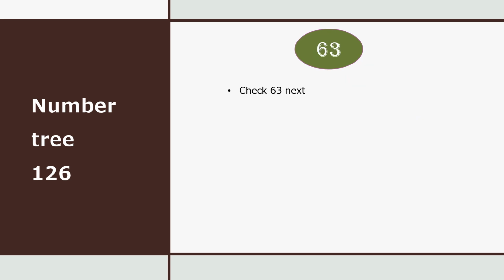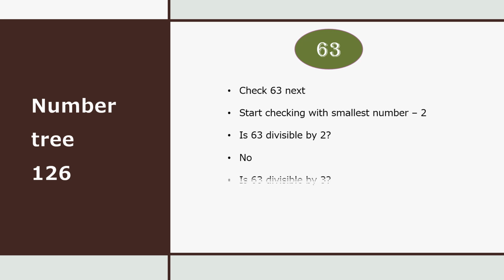Next step, we will check 63. Start checking with the smallest number again. Is 63 divisible by 2? What is the last digit? It is 3. So, 63 is not divisible by 2. We will check next with which number? We will check with 3. Is 63 divisible by 3? Add the digits. 6 plus 3 is 9. And 9 is divisible by 3.